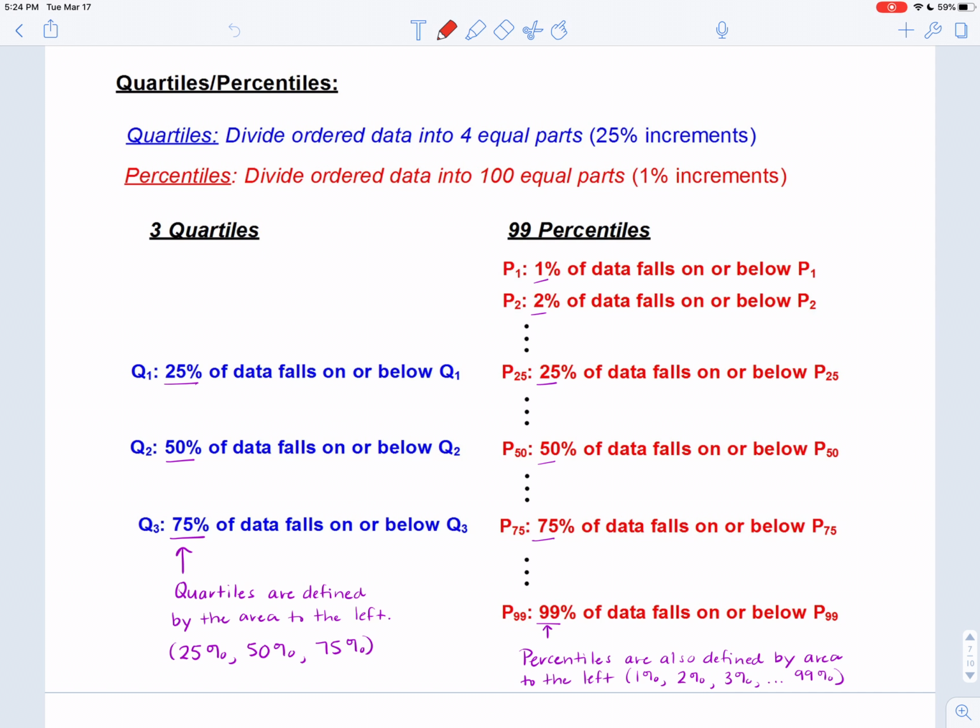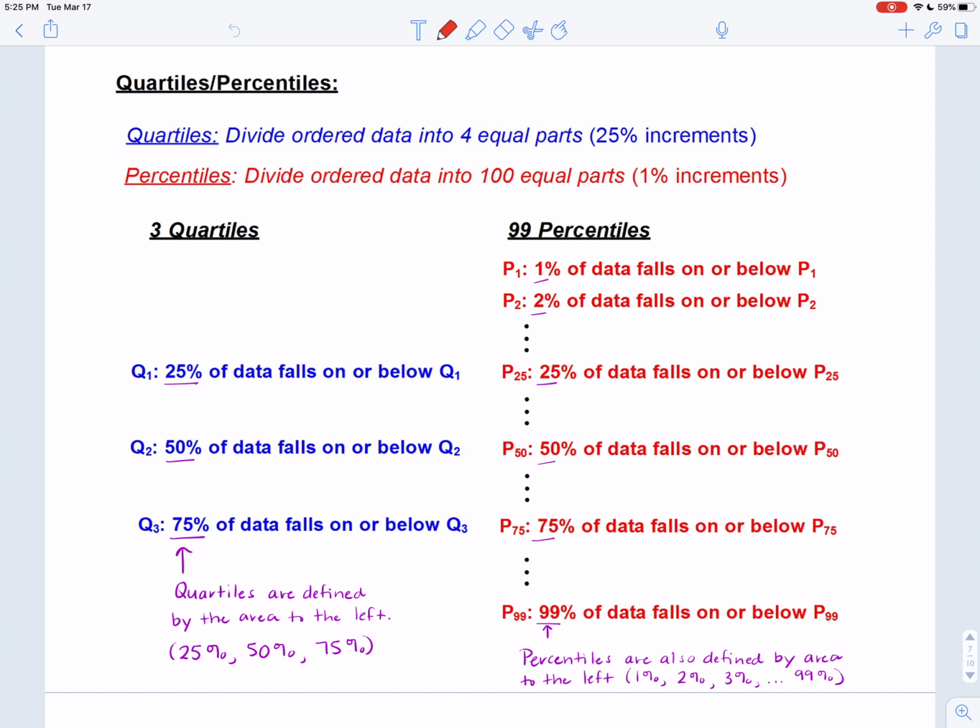Quartiles, the main thing you want to remember about quartiles is they divide the data up into quarters. So when we talk about this in terms of area, it's always going to be looking at a quarter of the area to its left. All right, so Q1 has 1/4 to its left, 25%. Q2 has 2/4 to its left, 50%. And Q3 has 3/4 to its left, or 75%.